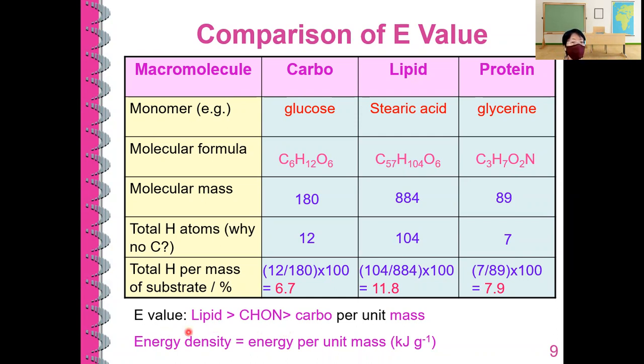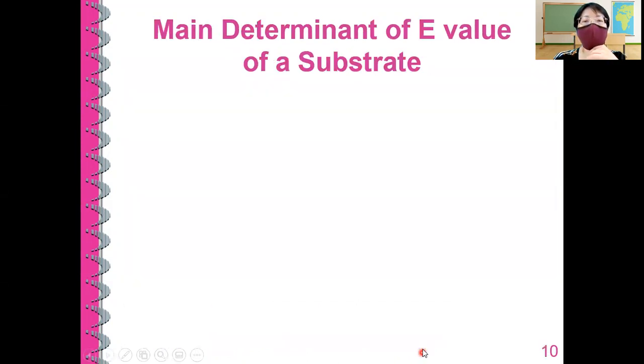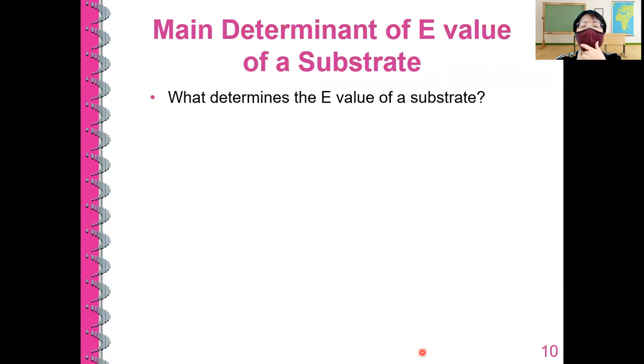Okay. Now, what do you mean by energy value? How do you calculate? How do you represent energy density? Energy density is the energy per unit mass. Kilojoule per gram is energy density. So what determines the energy value of a substrate? Now you already know that it is actually the number of hydrogen atoms per unit mass of the molecule that determines the energy. And you can further explain why it's hydrogen.